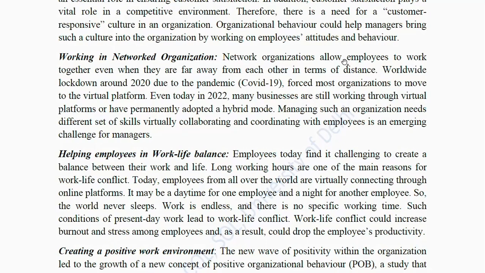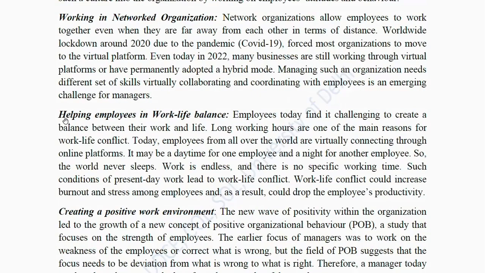Network organizations allow employees to work together even when they are far away from each other in terms of distance. Worldwide lockdown around 2020 due to the pandemic forced most organizations to move to the virtual platform. Even today in 2022, many businesses are still working through virtual platforms or have permanently adopted a hybrid mode. Managing such an organization needs a different set of skills. Virtually collaborating and coordinating with employees is an emerging challenge for managers.